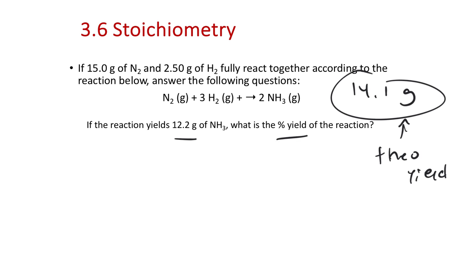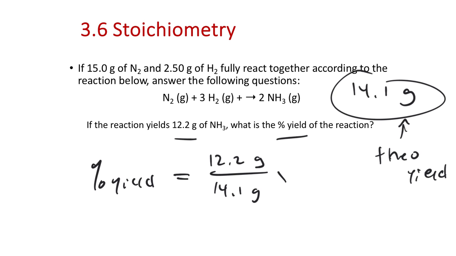what's the percent yield of the reaction? So the percent yield, it's the same ratio. It's the same 15 grams and 2.5 grams in the previous page. So my percent yield is my actual yield, 12.2 grams, divided by what I should have gotten here, 14.1 grams, times 100%. So percent yield, pretty straightforward.